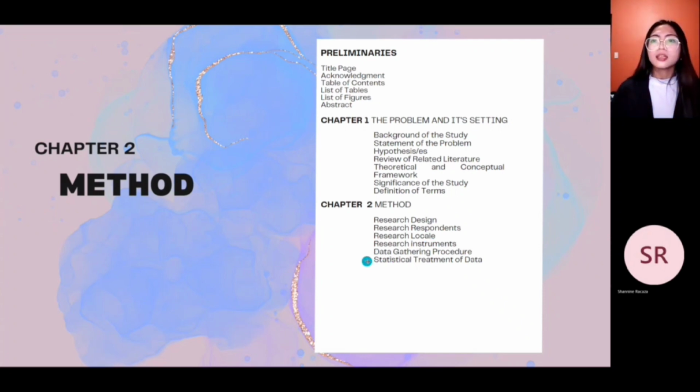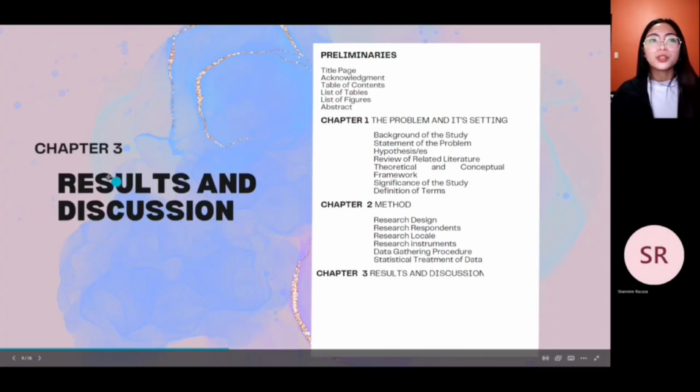And then statistical treatment of data. So in this part you're just going to make your raw information easier to be understood. So to make it more specific, it is by making your information more interpretable. That's it. And then for the next chapter, chapter 3, it is results and discussion.